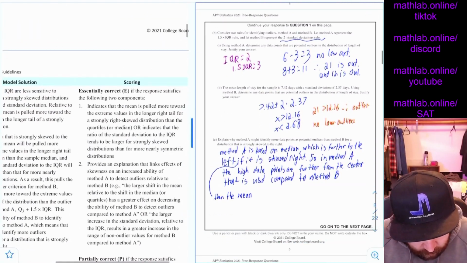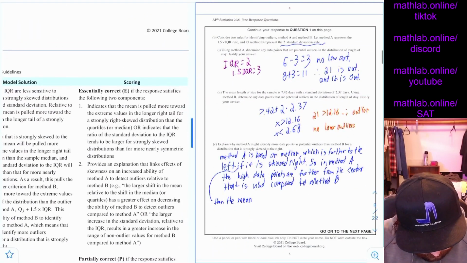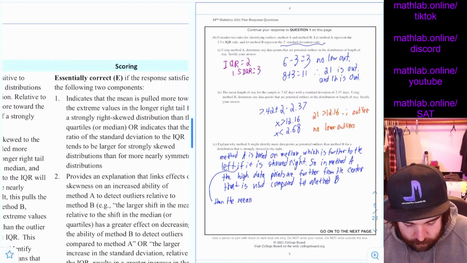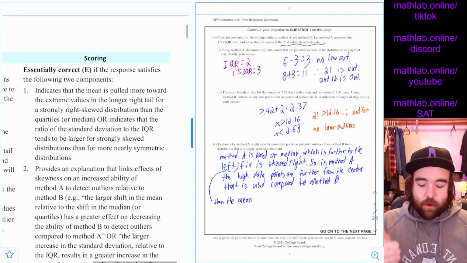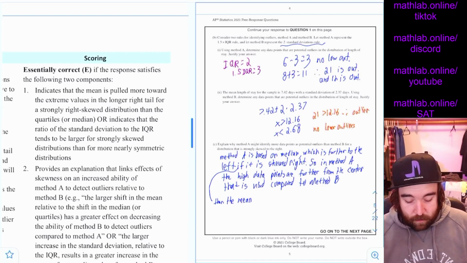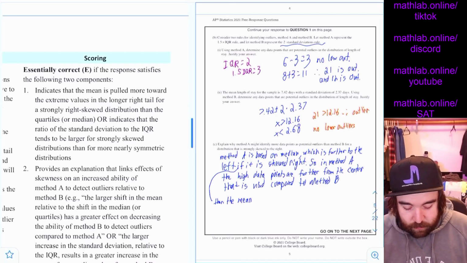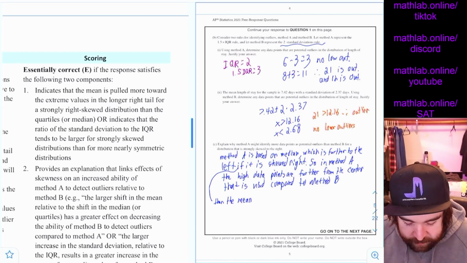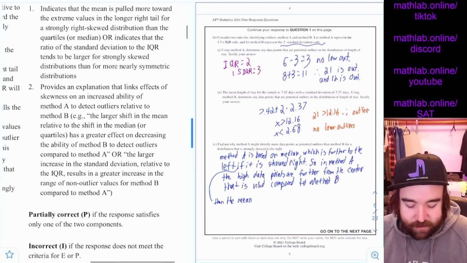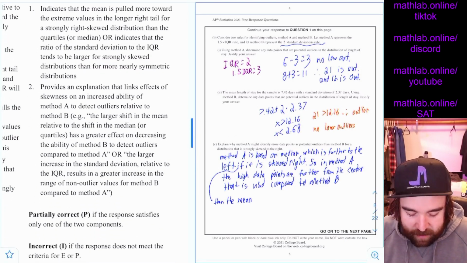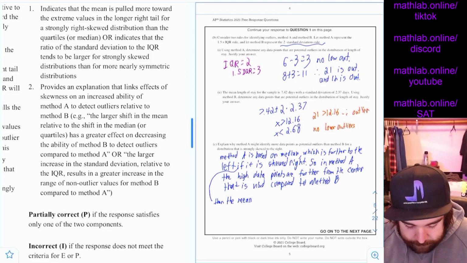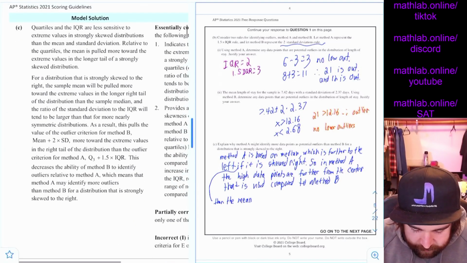And then here, this was C. Okay. Indicates that the mean is pulled more towards the extreme values in the longer right tail for a strongly right skewed distribution than the quartiles. I did that. Or indicates that the ratio of the standard deviation to the IQR. Ooh, that's weird. Provides an explanation that links effects of the skewness to an increased ability of method A to detect outliers relative to method B. That's the IQR one. I think I did that. I definitely think I did that.